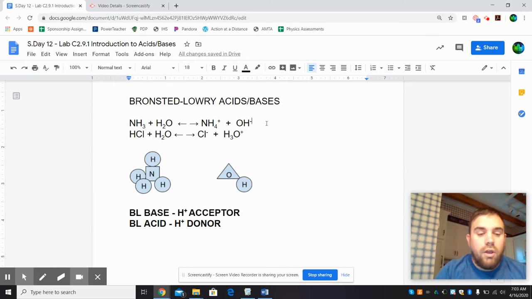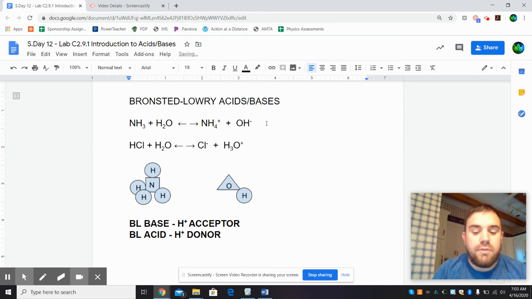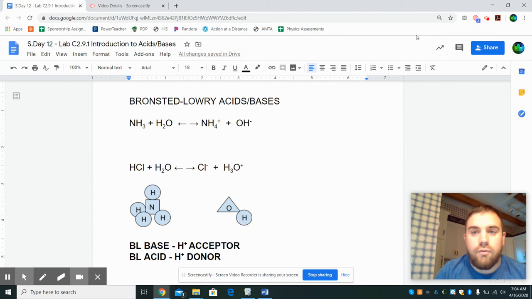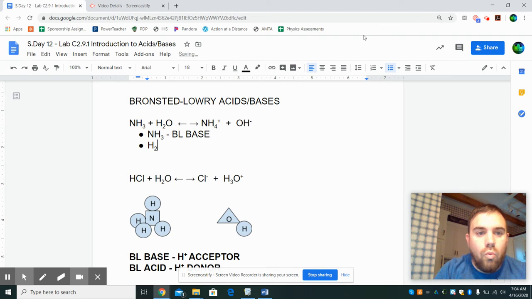And this leads to huge implications on this kind of reaction right here. For instance, we know that ammonia is the Bronsted-Lowry base because it is accepting a hydrogen from the water. Wait a minute. The water is giving a hydrogen to the ammonia? Well, if it's donating a hydrogen, that means that in this case, water is a Bronsted-Lowry acid. What? Water is an acid? That seems crazy. Well, let's look down here at this example.